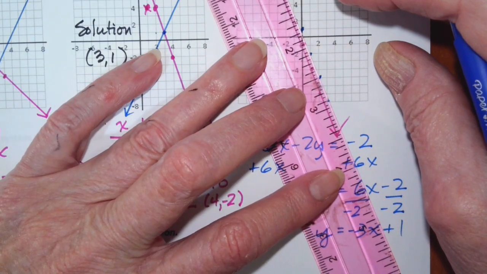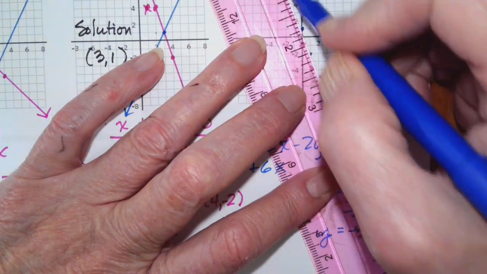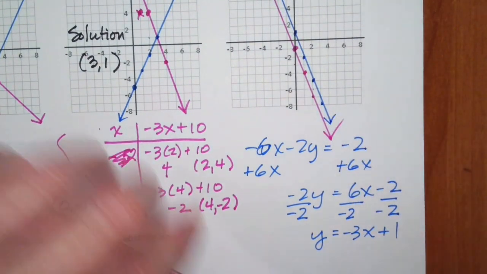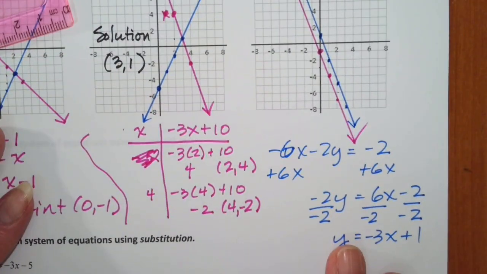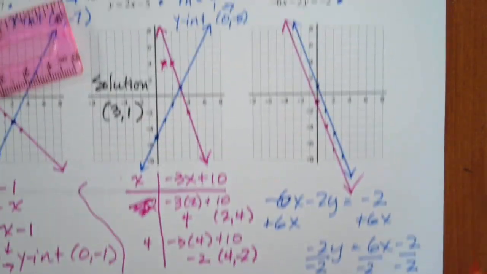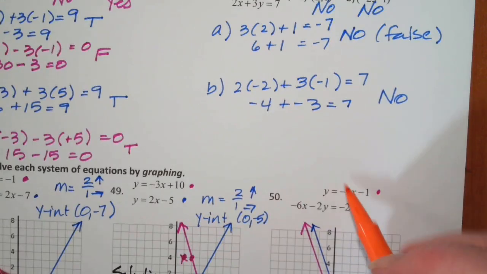So if I graph this, it looks like they're parallel, which means there would be no solution. So I'm going to look at the slopes. The slope is -3 for this one, and the slope is -3 here.